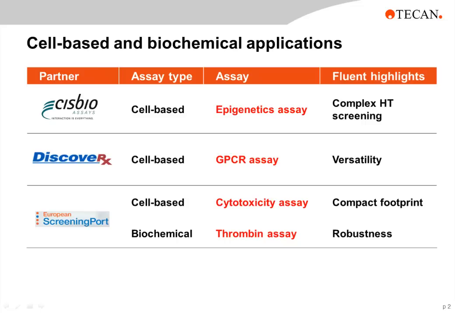The first one in the list is Cisbio bioassays, and they are very well known for their HTRF technology. We've been selecting an Epigenetics assay from their portfolio and have been working with this complex high throughput assay and automated it on the Fluent. DiscoveRx has one of the biggest selections of GPCR assays, and we of course have chosen one of their GPCR assays to show you the versatility of Fluent.